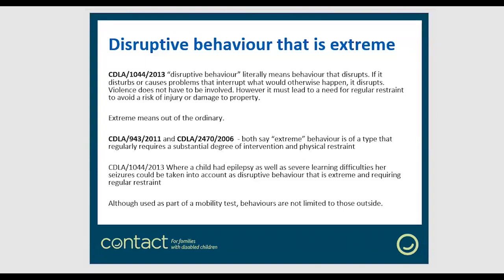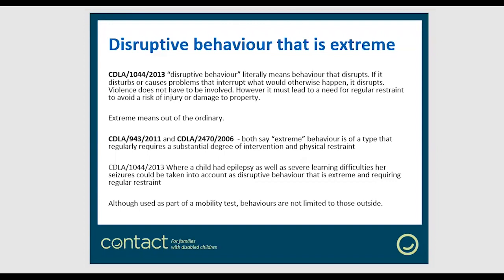So for example, a child who runs out into the middle of the road, a child who perhaps will lie on the pavement or on the ground and bang their head, a child who might try and climb up on parked vehicles or climb into gardens as you're walking down the street. All of those kinds of behaviors potentially would cause disruption and would be seen as extreme, and also would necessitate a need for restraint to avoid a risk of either injury or damage to property. So those kinds of behaviors can count as well.